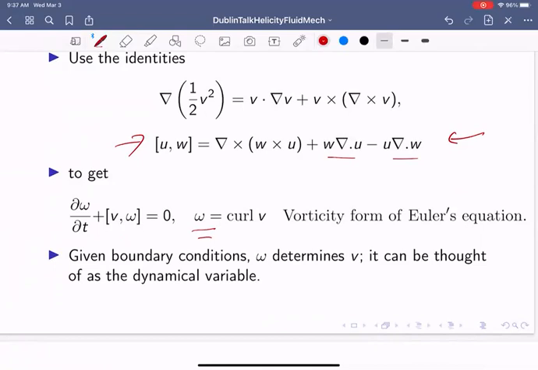And that velocity is a derived quantity obtained by solving this differential equation. The fundamental dynamical variable of incompressible fluid mechanics is vorticity. And given boundary conditions, we can always reconstruct the velocity from it. And that is the point of view I will take, that the dynamical variable is vorticity, and velocity is the solution to this differential equation with appropriate boundary conditions.